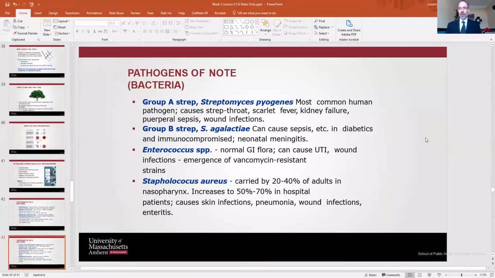Strep. I think a lot of us know about strep in this course, if you've had strep throat in your life. Group B strep, neonatal meningitis. Enterococcus spp, normal GI flora, again causes UTIs. Seen a pattern here? Wound infections, emergence of vancomycin-resistant strains. Staphylococcus aureus, carried by 40% of adults in the nasopharynx. So of course, you got to wear that mask and wear it over your nose. Increased 57% in hospital patients for skin infections, pneumonia, wound infections, enteritis.